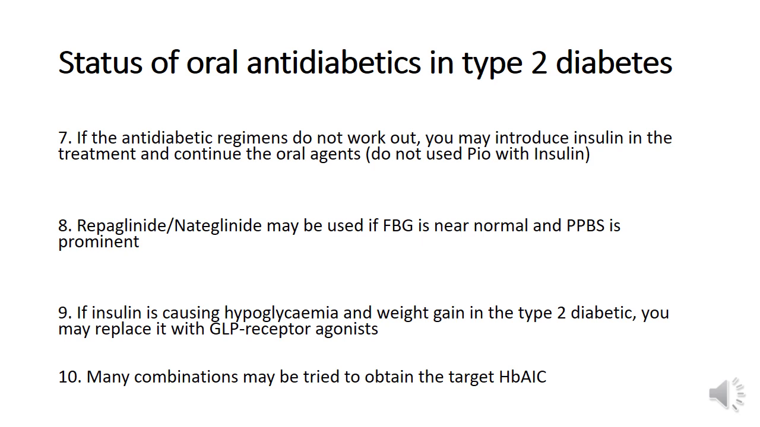So we may try various combinations, and ultimately we have to try our best to obtain the target glycosylated hemoglobin levels in type 2 diabetics, for the simple reason that the level of glycemic control is proportional to the protection afforded against not only microvascular complications but also the short-term complications of diabetes, like non-ketotic hyperosmolar coma and even sometimes ketoacidosis.